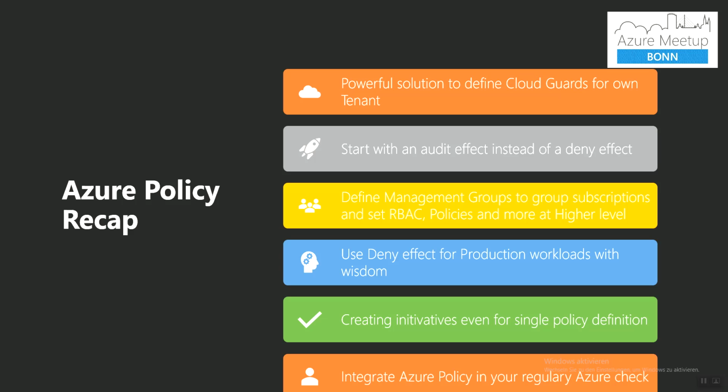So, recap: please use Policy and Security Center for your tenant. It's really helpful to deploy some policies, to get better governance, to get guardrails for your cloud environment. Start with audit mode. Don't start directly with the deny mode. Please get some experience with Azure Policy in audit mode, and at a later stage start with the deny effect. Define the policies as a group, at different scopes like the management group, and use the deny mode with wisdom for some production workloads.